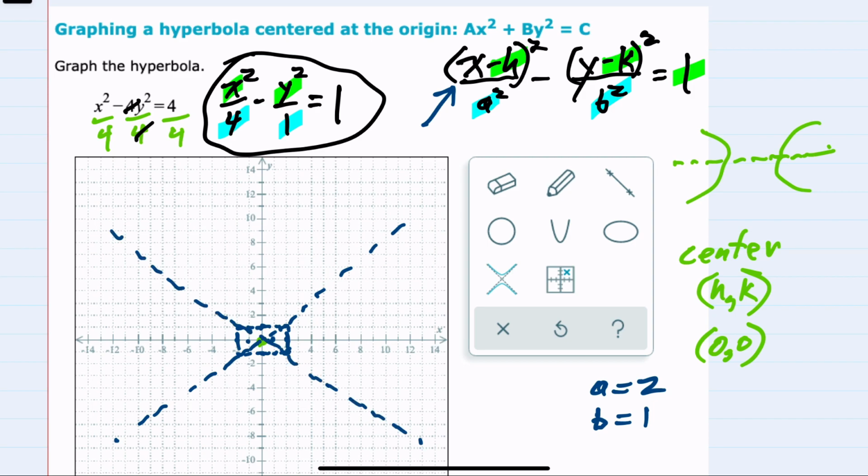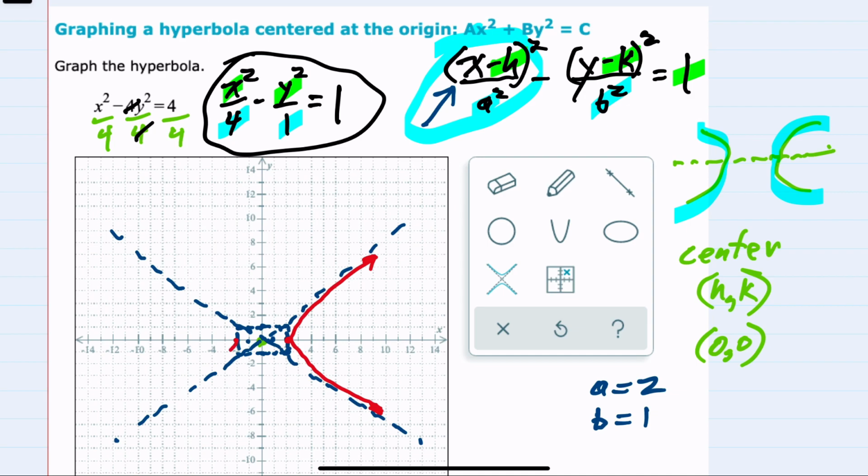Then the asymptotes go through the center and the corners of the rectangle. And again, since the x term is leading, I know that we have this shape left and right, so our vertex will be on the right-hand side here, approaching asymptotically to our asymptotes. And the same on the other side. This is our vertex, and we're approaching the asymptotes. So this would be the graph of this hyperbola.